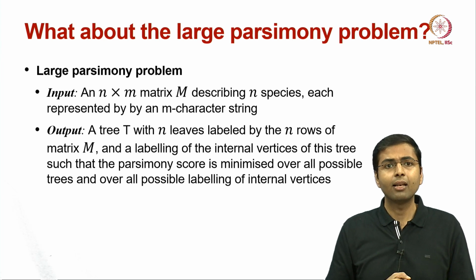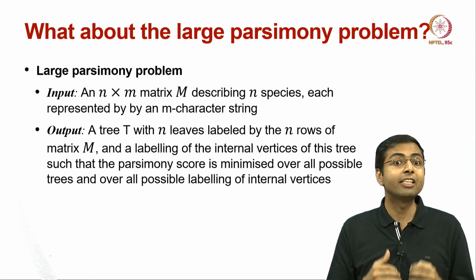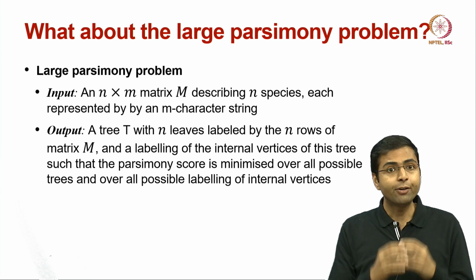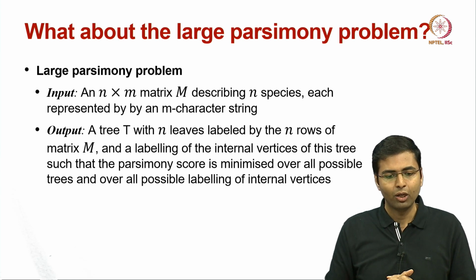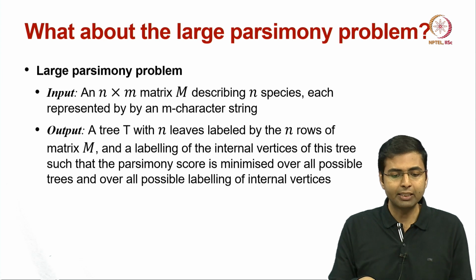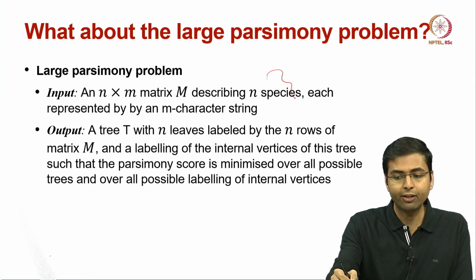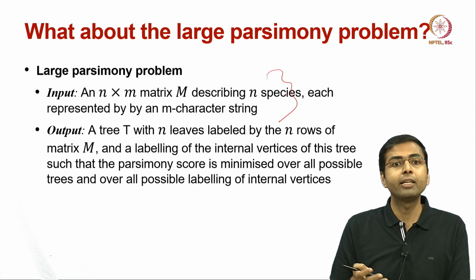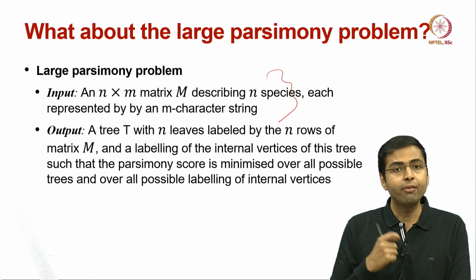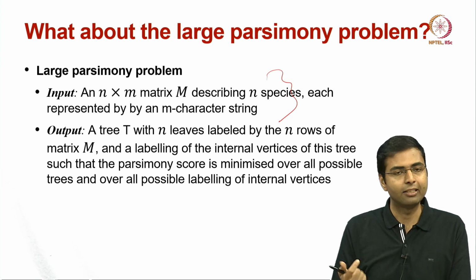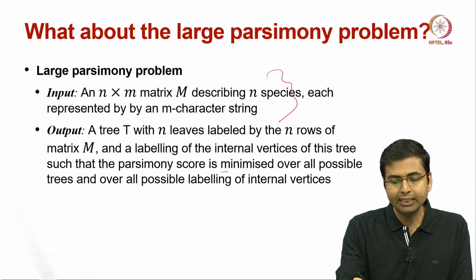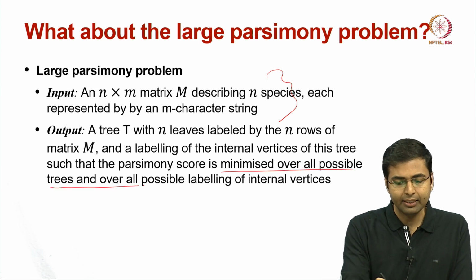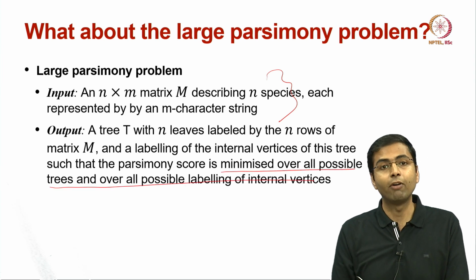Remember that in the small parsimony problem we were already given a tree, and all we had to do was look for the labelings of the internal nodes. Whereas the harder part in the large parsimony problem is that we are not given the tree at all. So, we have to figure out the tree ourselves. All we are given is the leaf labels, that is it. So, we have to minimize the parsimony score over all possible trees and over all possible vertex labelings.